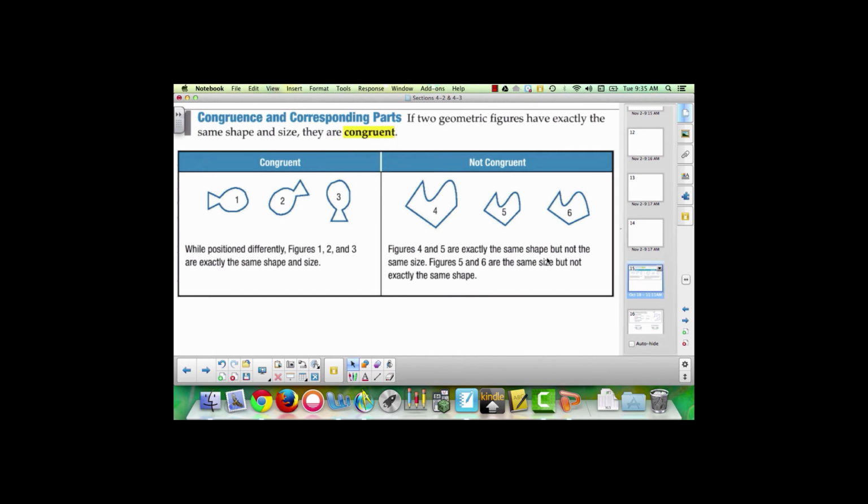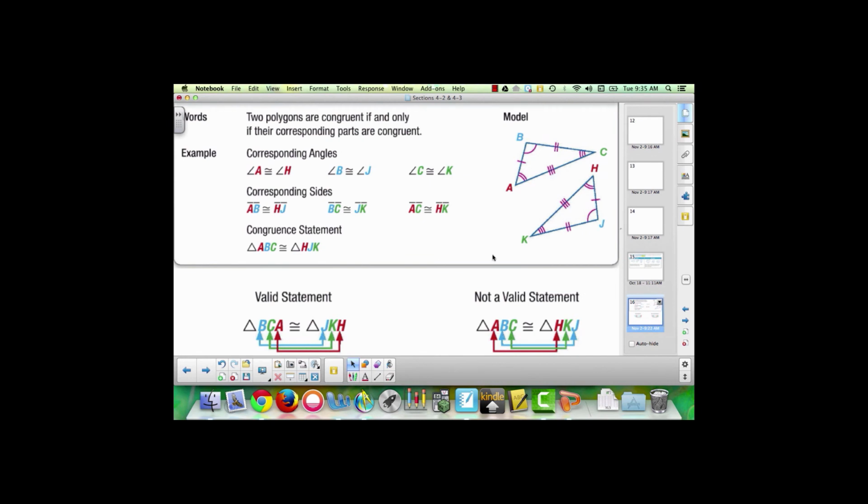Now we're going to talk about what it means for shapes to be congruent. Remember, congruent means to have the same shape and size. When figures are congruent, all of their corresponding parts are congruent. For triangles, that means all 6 of their corresponding parts are congruent. All 3 of their corresponding angles and all 3 of their corresponding sides.